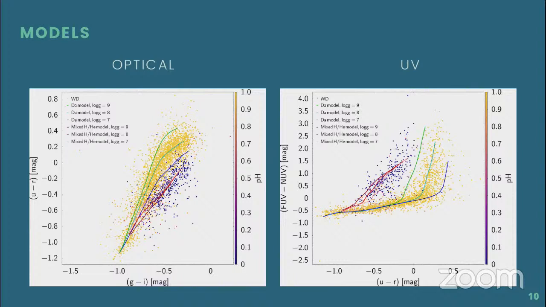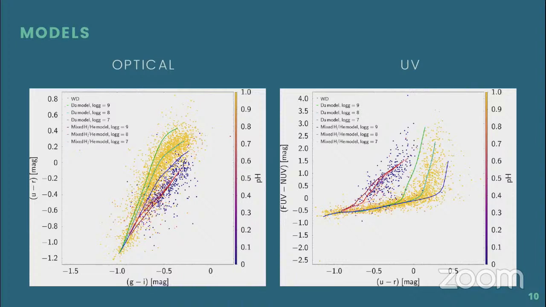What we see is that for DAs, the yellow points, we recover a little bit of what the models tell us: where they converge, we see no dispersion in our sample. But when they diverge, so the different gravities cause a divergence, we recover this dispersion in our points. When it comes to non-DAs, however, this is not really what we recover.